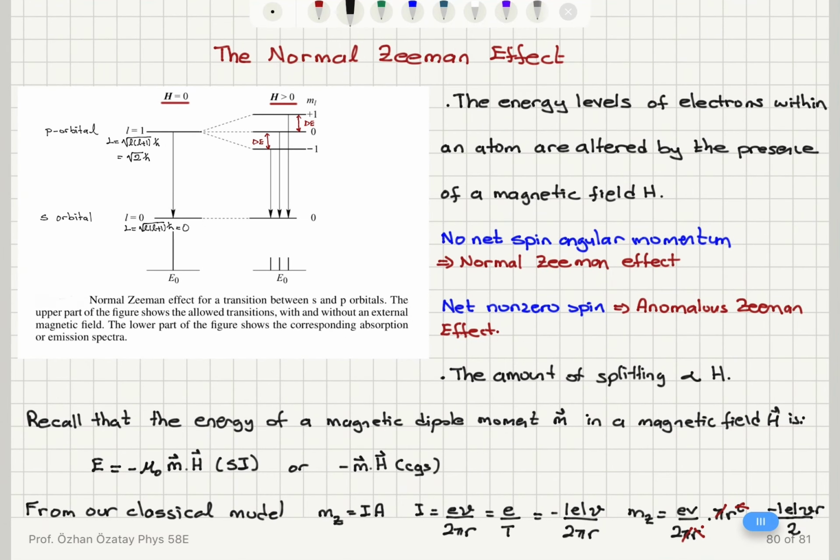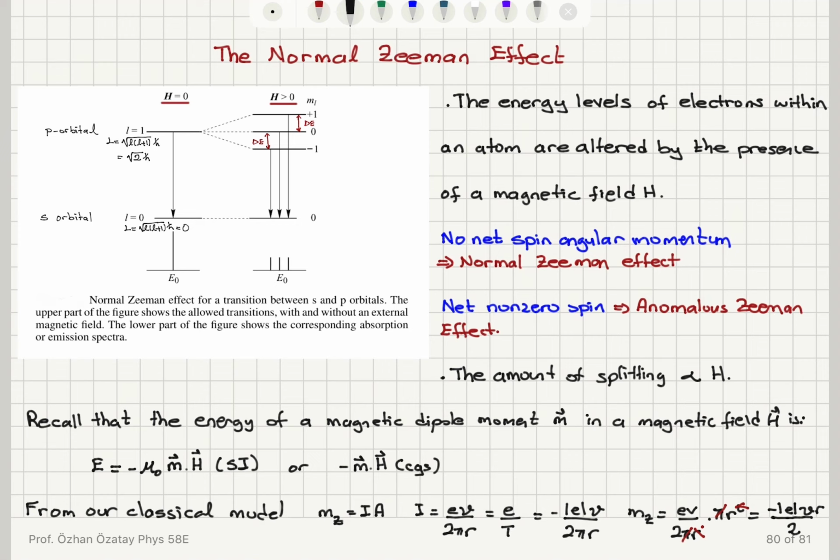If we have no net spin angular momentum, we have normal Zeeman effect. If we have a spin angular momentum, capital S, that's non-zero, we have anomalous Zeeman effect. The amount of splitting is proportional to the magnetic field. If you recall, the energy of a magnetic dipole moment in a magnetic field is minus mu 0 dot product of m with H in SI, or minus m dot H in CGS. The magnetic moment is measured in EMU in CGS, and it's measured in ampere meter squared in SI. The magnetic field is ampere per meter in SI and Oersted in CGS, and we have mu 0 in SI, which is 4 pi times 10 to the minus 7 Henry per meter.